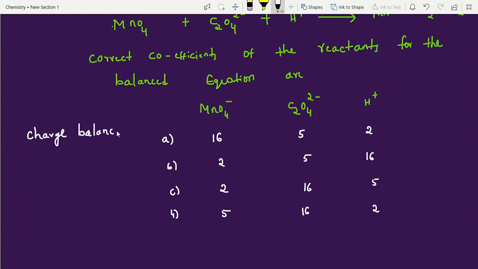Balance the charge on both the sides. Both the sides, don't take only one. Here only 3 options they gave, but you have to check all of them. So, MnO4 minus.